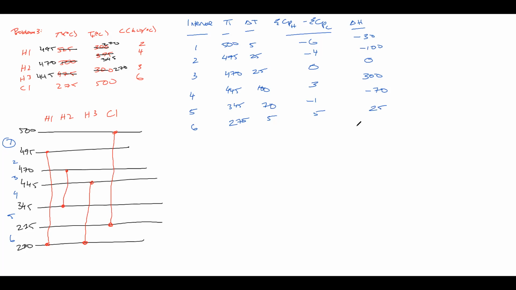Okay, so now I have my interval table. I need to translate it onto a cascade diagram. So let's do this. Again, in order to do this, first step, I'm going to draw 6 boxes equal to the 6 intervals. So I have 6 intervals, so I'll just draw 6 boxes.